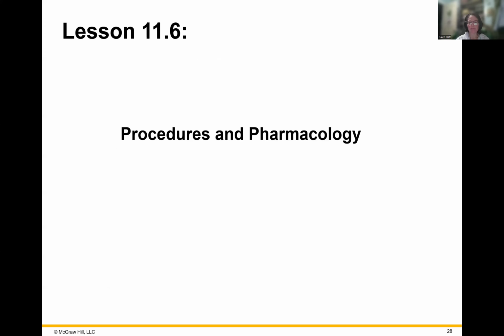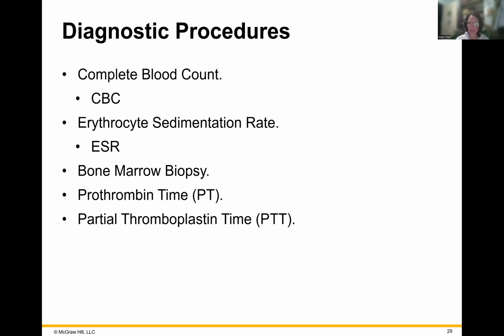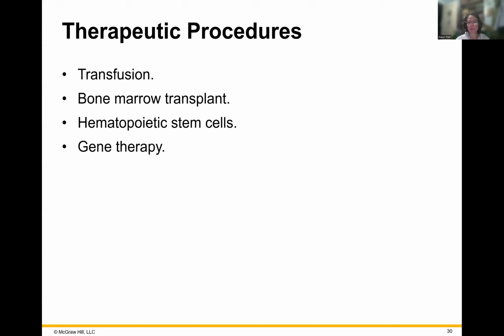Procedures and pharmacology. Here are some different diagnostic procedures. CBC is referred to as a complete blood count, which determines how many red blood cells, how many white blood cells, and platelets are in your system. And they can even do a further test of determining the percentage of the different types of white blood cells in your blood. These last two, prothrombin time and partial thromboplastin time, have to do with your bleeding. Therapeutic procedures that you're going to see: transfusion, bone marrow transplant, hematopoietic stem cells.